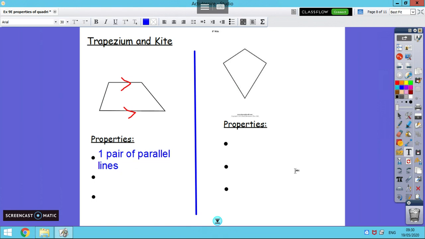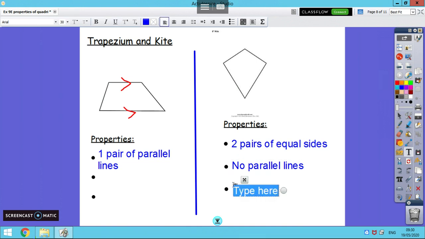So we're not going to write anything else about the trapezium, because some trapeziums can actually have a right angle, and some trapeziums can have equal sides. Now we're going to talk about the kite next. It's got 2 pairs of equal sides, because the top 2 sides are the same and the bottom 2 sides are equal. Does it have any parallel lines? No. Does it have any equal angles? Yes, it does. The left angle and the right-hand side angle are the same. So 1 pair of equal angles. And that's all we need to know about those shapes.